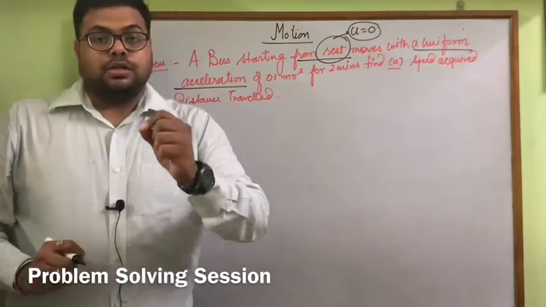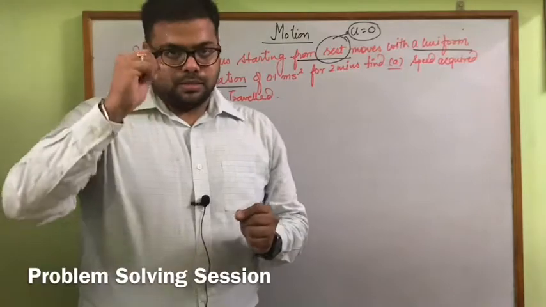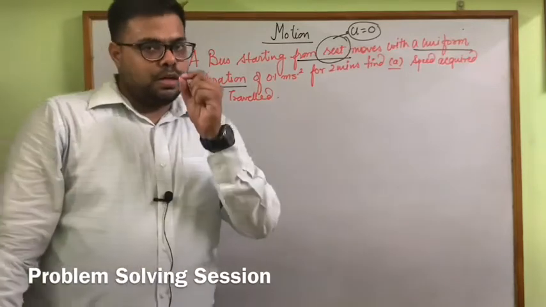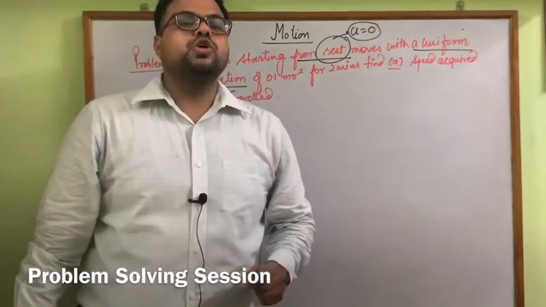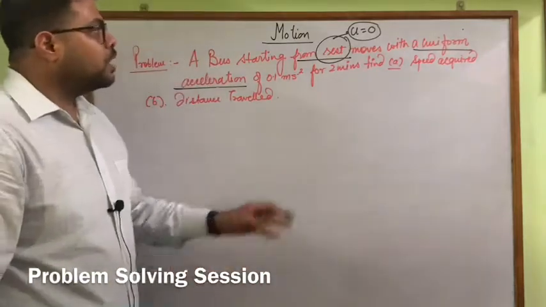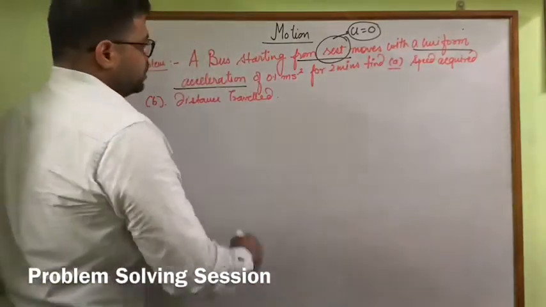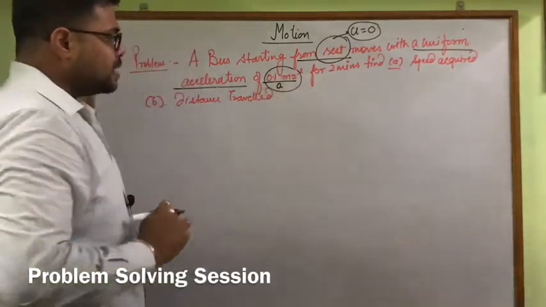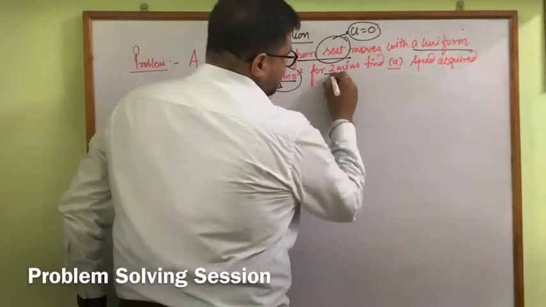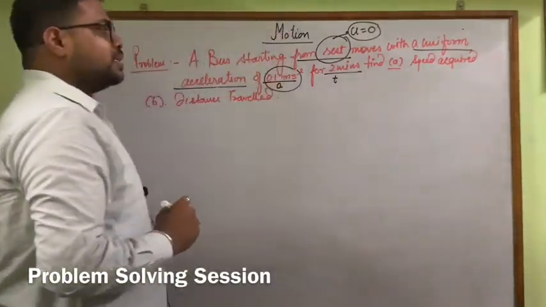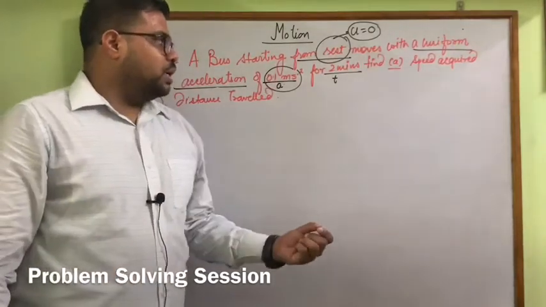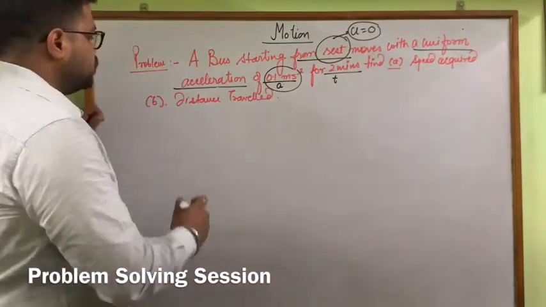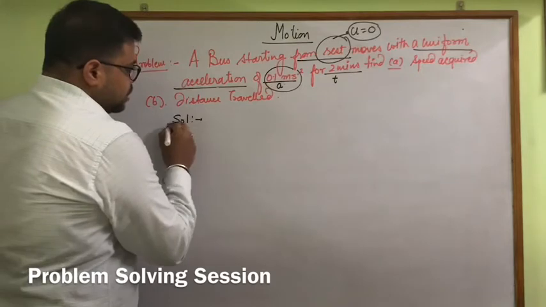I remind you, all equations of motion are valid when the motion is under uniform acceleration. It is a must condition, please remember. So with a uniform acceleration a is 0.1 meter per second square for 2 minutes, the time already given. Then in this question we are going to find the speed required and the distance traveled. So the best way to solve a numerical is to divide it into parts.